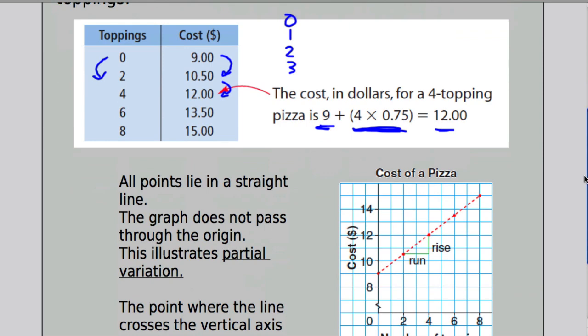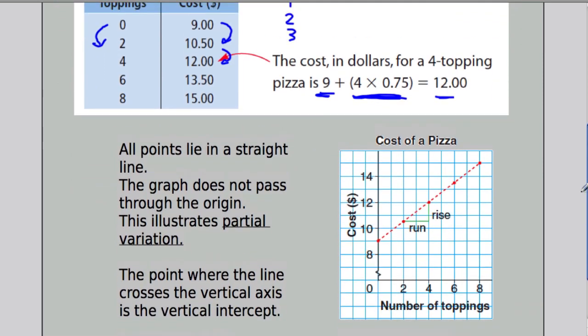Okay, down below, when we look at the graph, it is a little bit different. They did put toppings along the bottom, which is what I've been suggesting that you do, and cost up the side. When you buy a pizza without any toppings, it's $9. It didn't start at 0, it started at 9. That's a really important thing to see, that this line starts at 9 and not at 0. What that means is this illustrates partial variation.